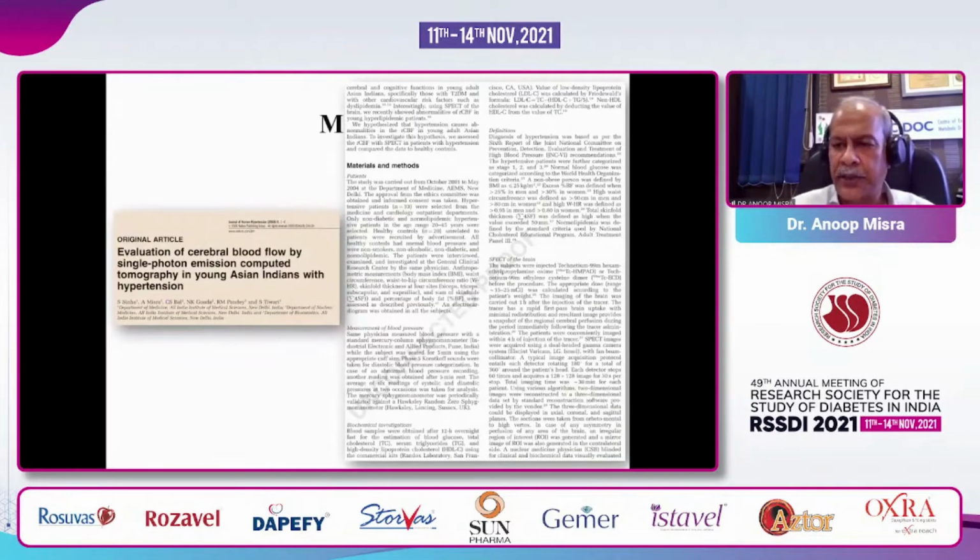Now look at this. This is a paper which we wrote back in 2006 at the All India Institute of Medical Sciences. Evaluation of cerebral blood flow by single photon emission computed tomography in young Asian Indians with hypertension. And if you see the detailed methodology, patient selection, measurement of blood pressure, there are 10 lines on measurement of blood pressure. Definition of blood pressure, definition of blood sugar, definition of body fat, definition of waist circumference, all are there. And then how the SPECT of the brain was performed.